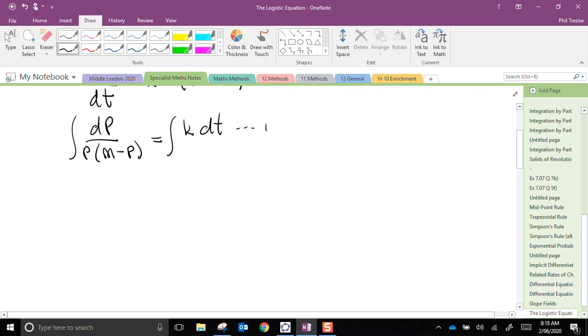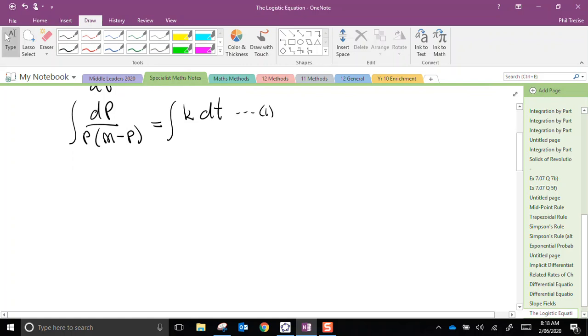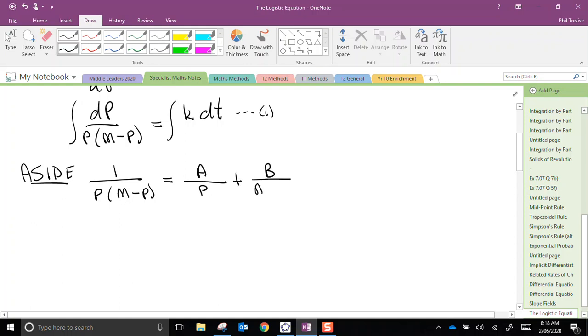The left-hand side of this equation, let's just do an aside, we would have to use partial fractions. So we would say we have 1 over p times (m minus p). We'll define this as a constant a over p plus a different constant b over m minus p.